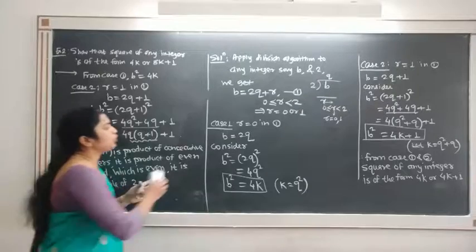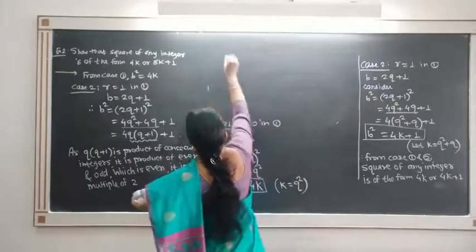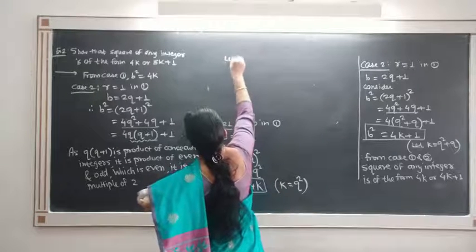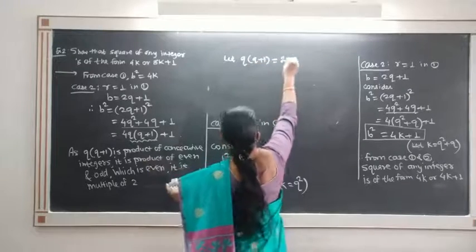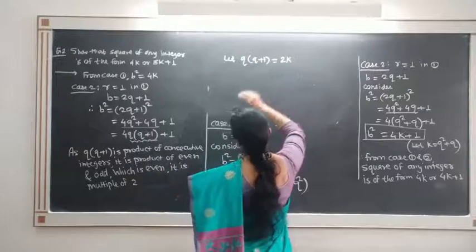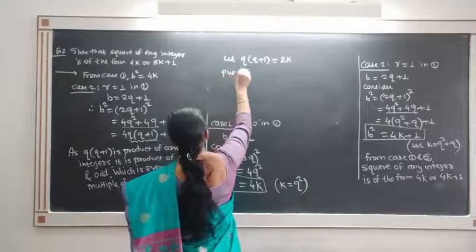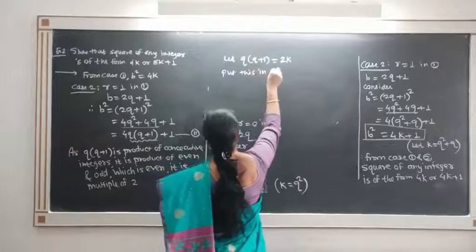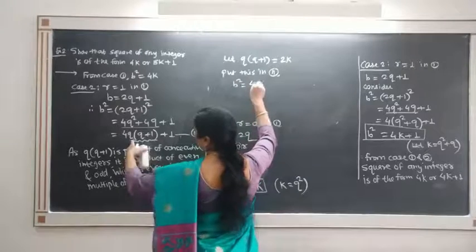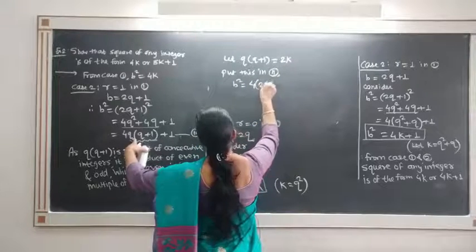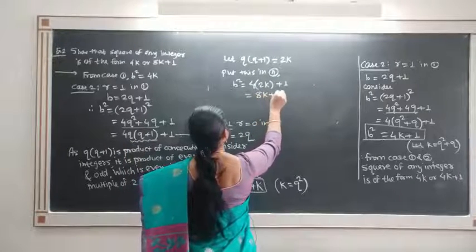So we assume q into q plus 1 is some multiple of 2. Therefore, q into q plus 1 is 2k, where k is an integer. So put this in equation second. If you put this in equation second, we get b square is equal to 4 into (2k) plus 1. 4 into 2, that is 8k plus 1.